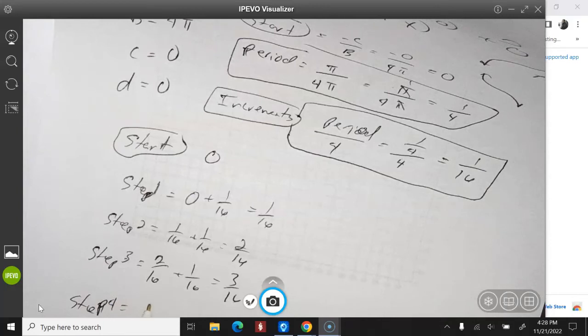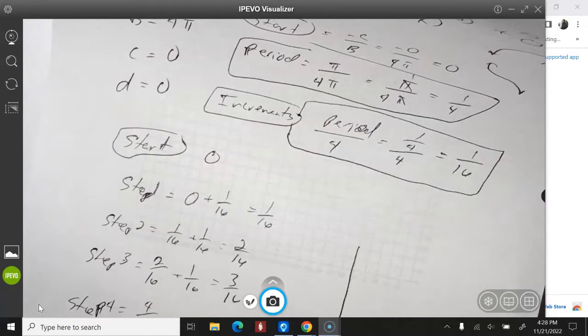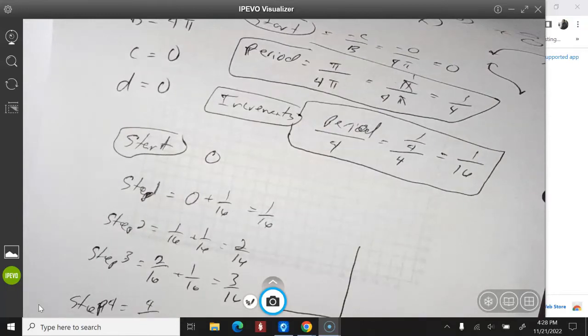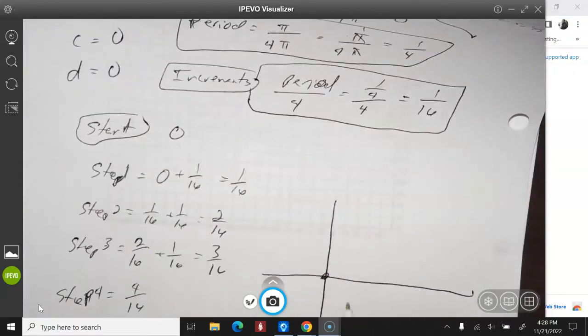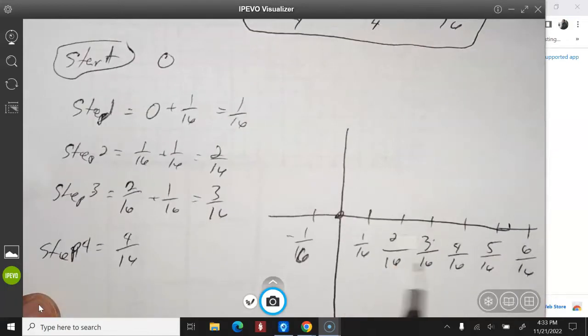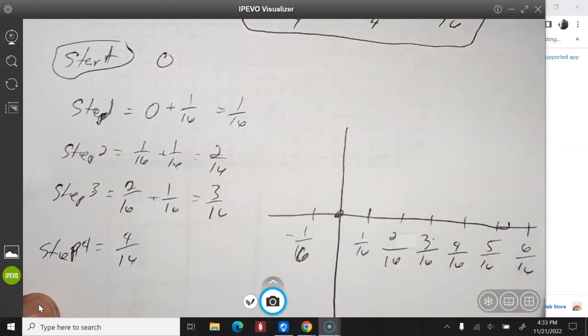And then 5 over 16. So it's going to be 4 over 16. So I can go and graph that. I know that my first start is at 0. The first number over to the right should be 1 over 16, 2 over 16, 3 over 16, 4 over 16, 5 over 16, 6 over 16, and so forth.